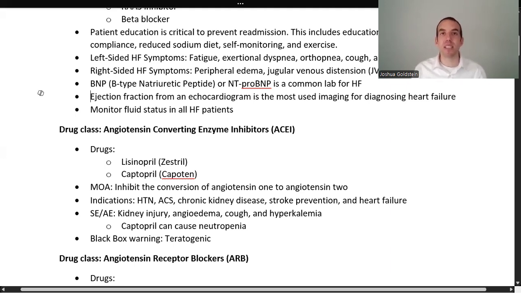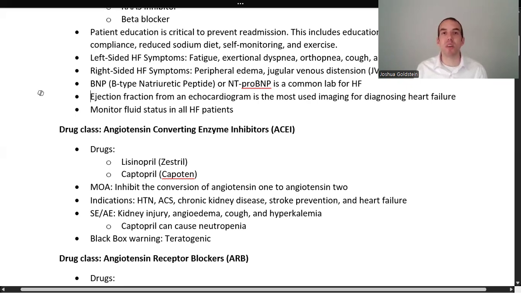Let's talk a little bit about the signs and symptoms, because you're definitely going to see this on a pharmacology exam. Left-sided heart failure is going to be where the left side of the heart is backed up, which means it's going to back up into the lungs. You have to remember that. The symptoms over there are going to be fatigue, exertional dyspnea, orthopnea, and a few other things.